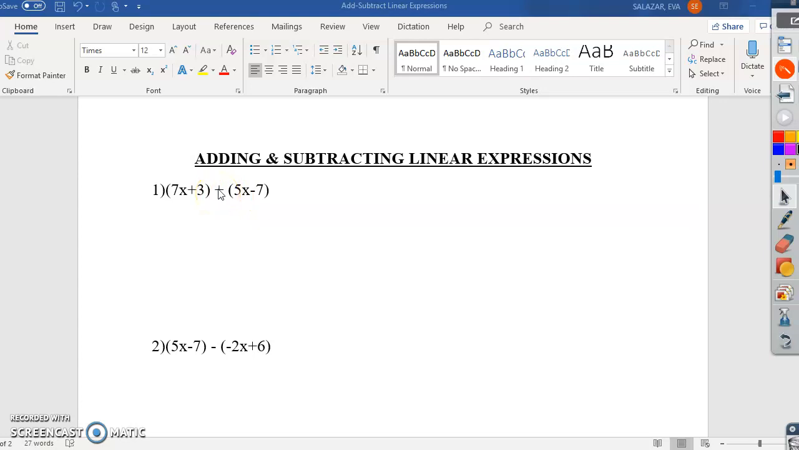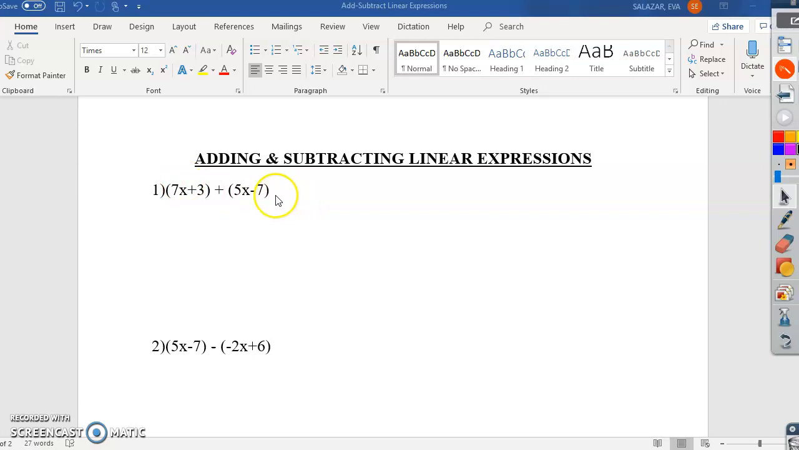They are expressions that carry numbers with variables and constants, numbers that are by themselves. We are looking at a first degree, meaning that you will not see x squared or x cubed. We are only going to be working with first degree expression variables. So to begin, we're going to be looking at this addition linear expression.